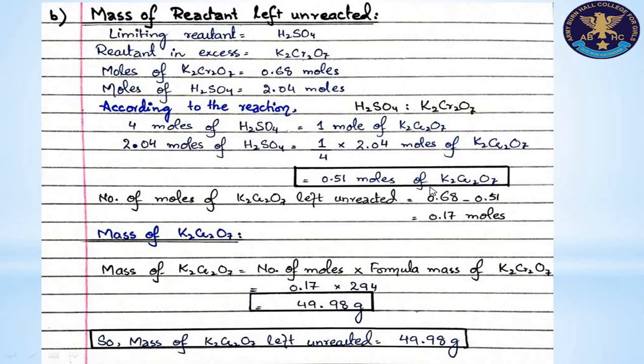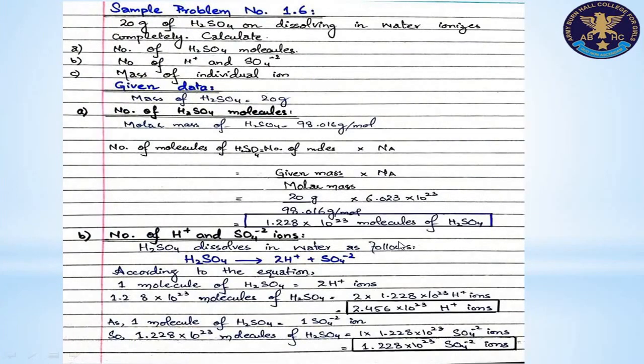But we have to calculate the mass of the reactant. So the mass of potassium dichromate is equal to number of moles multiplied by the formula mass of potassium dichromate. So 0.17 multiplied by 294 gives us 49.98 grams of potassium dichromate which remains unreacted in this reaction. So in this way we can calculate, in part A, the mass of atomic oxygen produced, and in part B, the mass of reactant left unreacted. Now moving towards the next sample problem number 1.6.